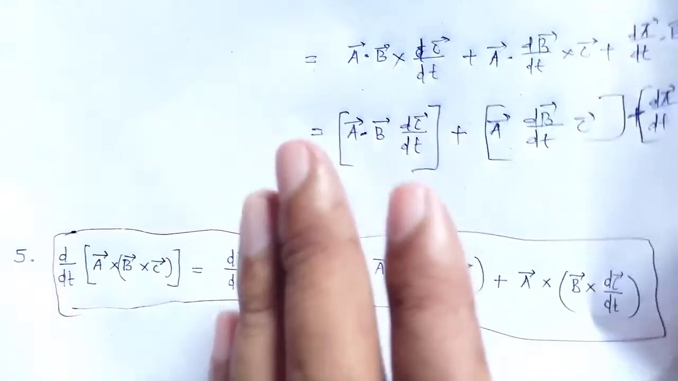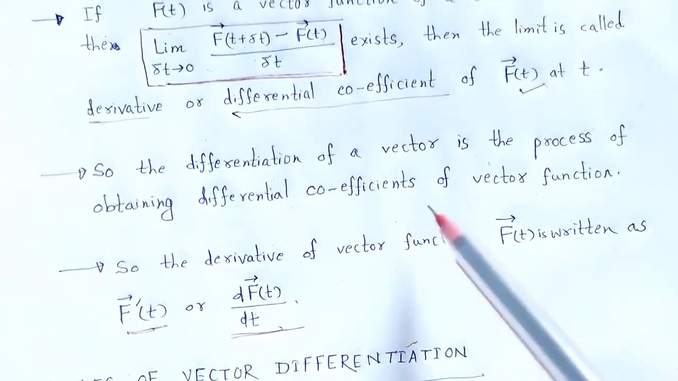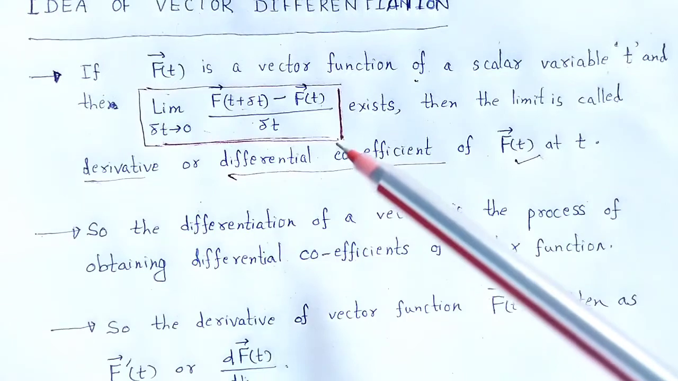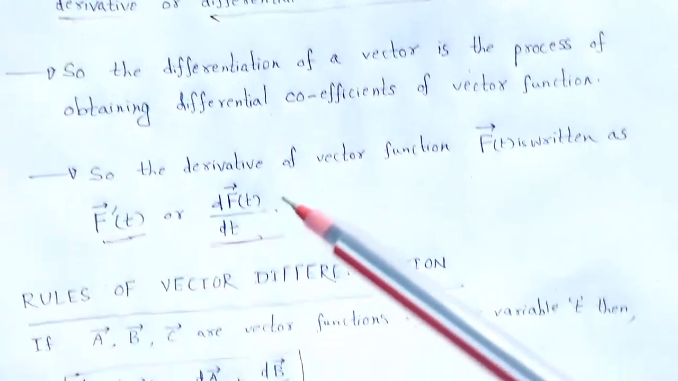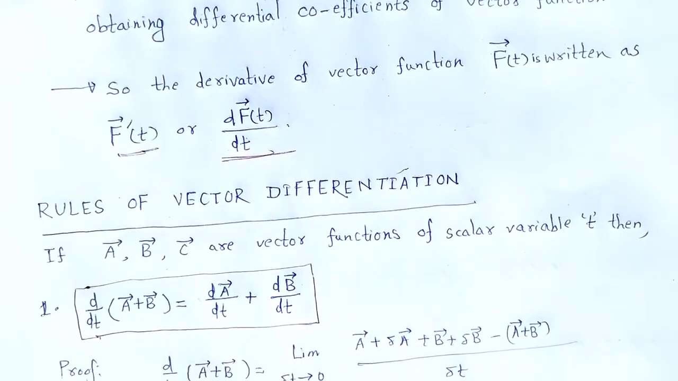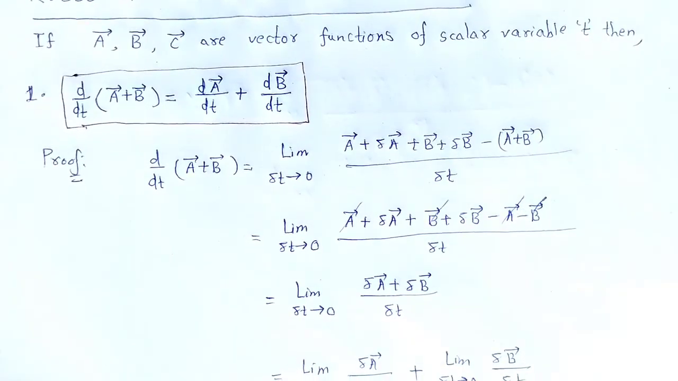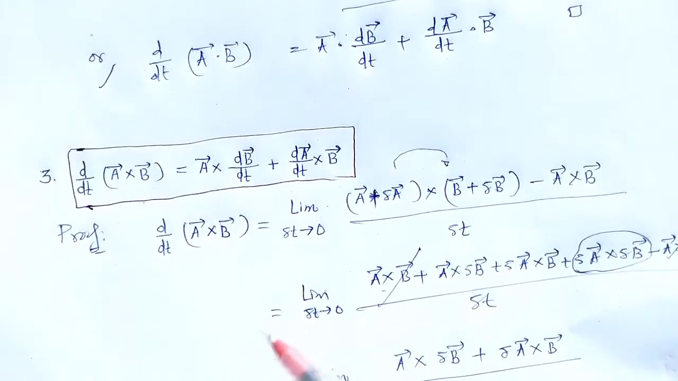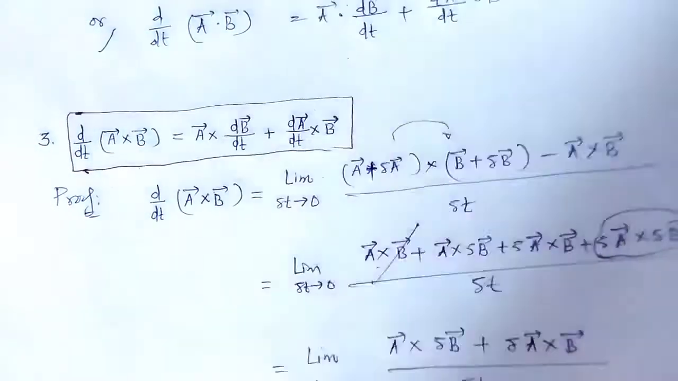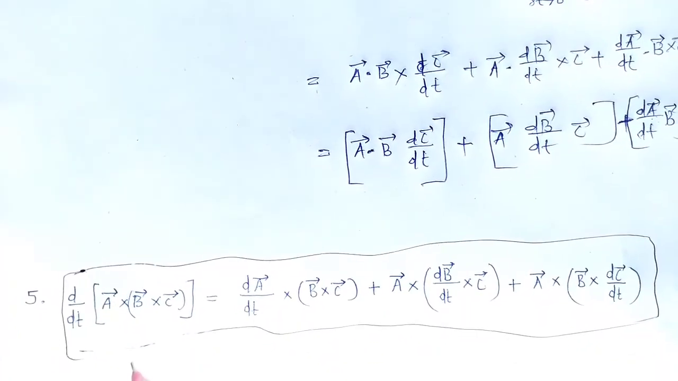Now with the help of this video lecture we discussed some ideas of vector differentiation: the definition of vector differentiation, how we represent it, and some rules regarding vector differentiation. Rule number 1, addition. Rule number 2, the dot product. Rule number 3, the cross product. Rule number 4, the scalar triple product, and the final one is the vector triple product.